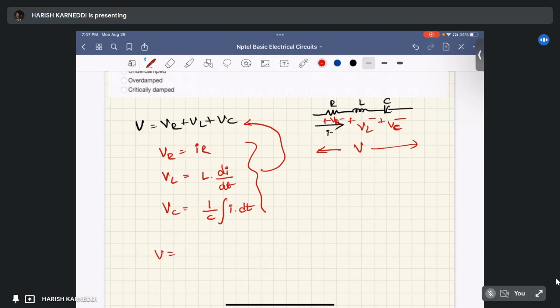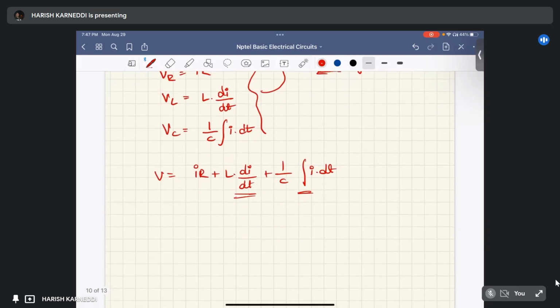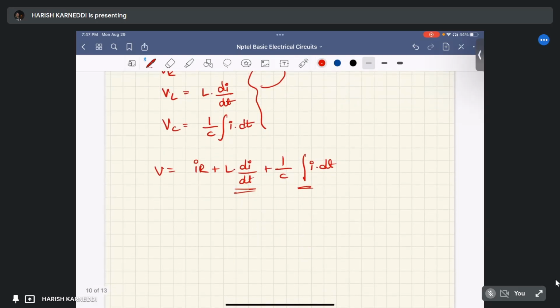You will end up with I into R plus L di by dt plus 1 by C integral of I into dt. This equation contains a differentiation and integration, so you can differentiate on both sides, and then you will land up with only differential equations.